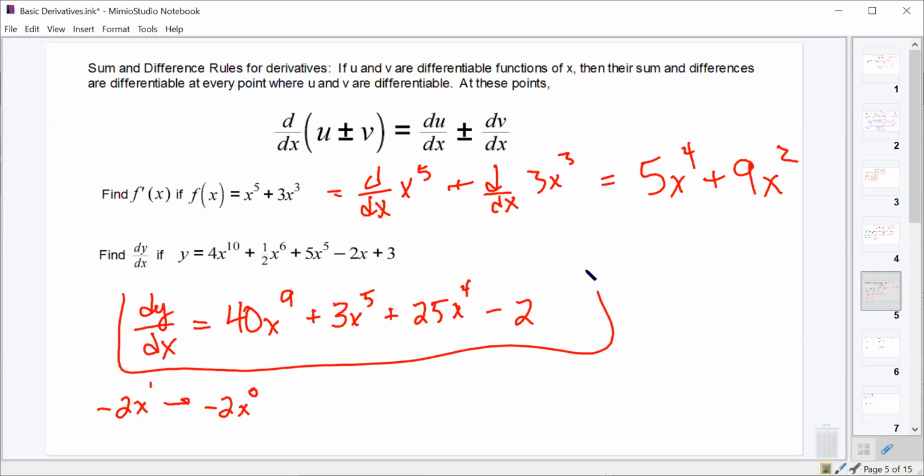That should be 0 because, as we learned earlier, the derivative of a constant is 0. Everybody good there?